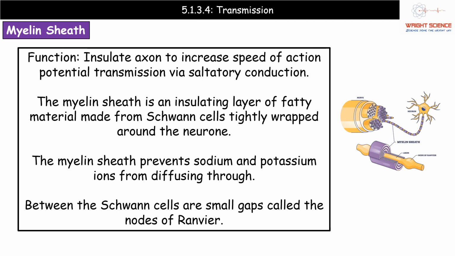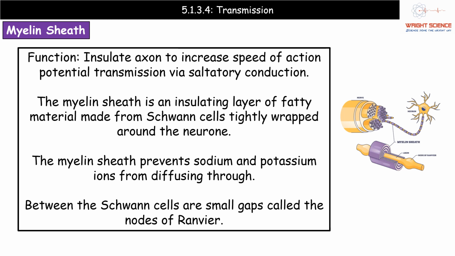In terms of what the myelin sheath is, it is an insulating layer, and this is made of a fatty material from these things called Schwann cells. And these Schwann cells are very tightly wrapped around the neuron. So they're really closely associated and very tightly packed in there. Now that's obviously going to give it that insulating property because there's not those gaps that things can squeeze through.